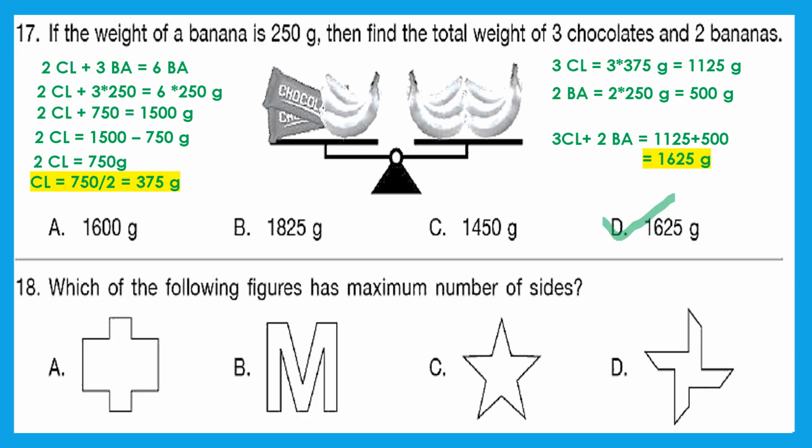Let's find the next one. Question 18. Which of the following figures has maximum numbers of sides? We have to simply count the sides in each option. If you count them, the maximum number you will get is in option B. Option B will be our answer. You count it, okay?